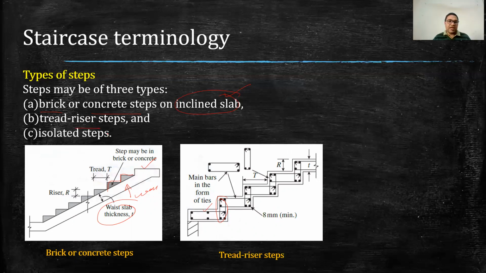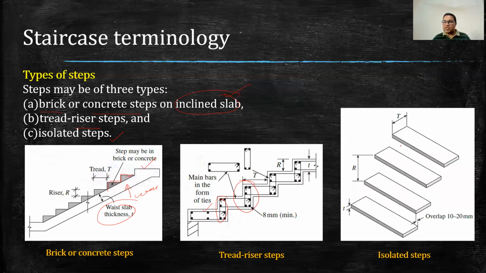Then the third type is isolated steps. In this, steps are not connected with each other. In the first two cases, you can see these steps are connected with each other. But when we talk about the third case, that is isolated steps, the steps are not connected. So this is the third type of steps.